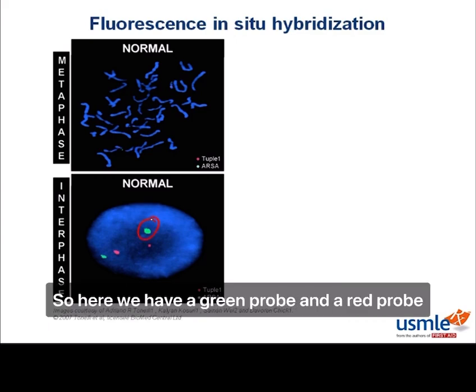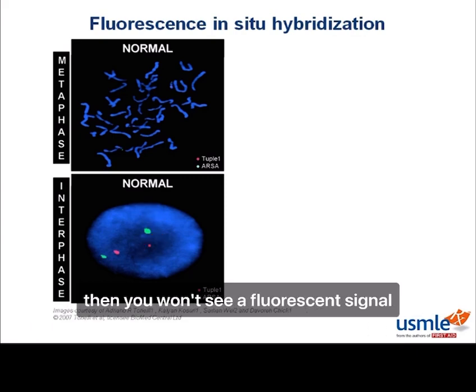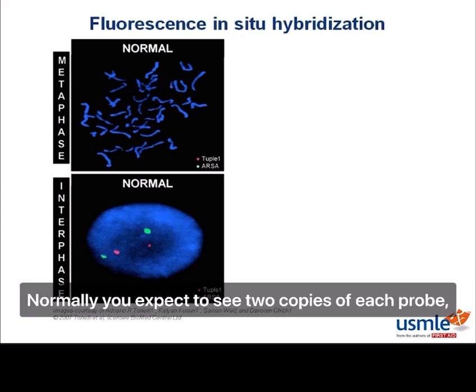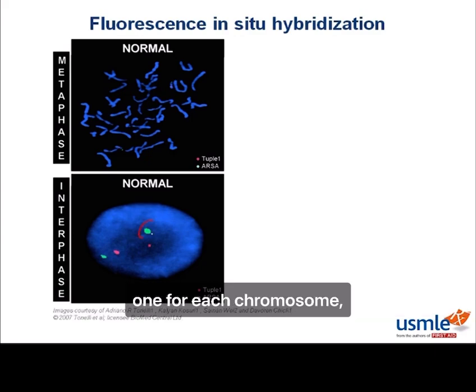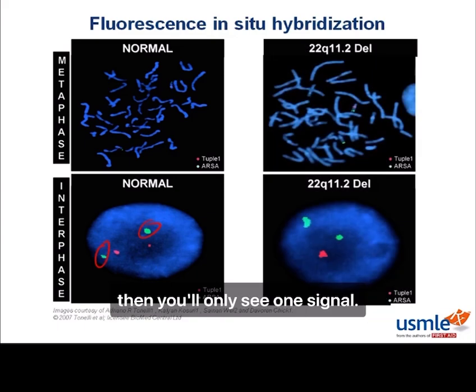So here we have a green probe and a red probe that are corresponding to two different regions of the genome. If the sequence is not present or is mutated in such a way that prevents the probe from binding to it, then you won't see a fluorescent signal, and you'll know that that sequence is not in your sample. Normally you expect to see 2 copies of each probe, one for each chromosome. But if one chromosome has a deletion, then you'll only see one signal.